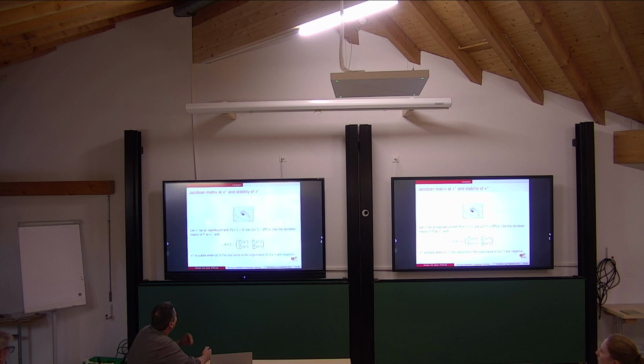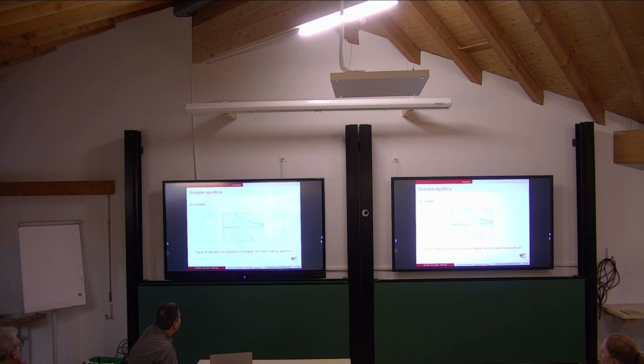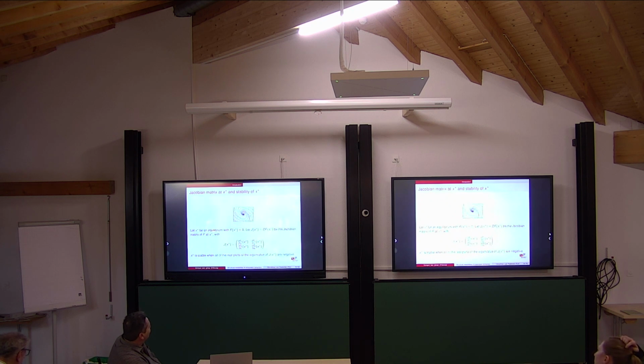So first we look at stability. We assume that we have an equilibrium, and we compute the Jacobian matrix, which is useful to make a local approximation of the vector field. One can check that the equilibrium is stable, that is, we are in this situation: the orbits are attracted locally by the constant solution when the eigenvalues of this matrix have negative real parts.